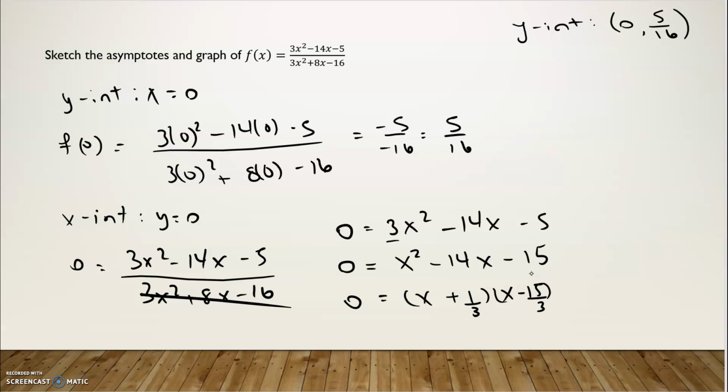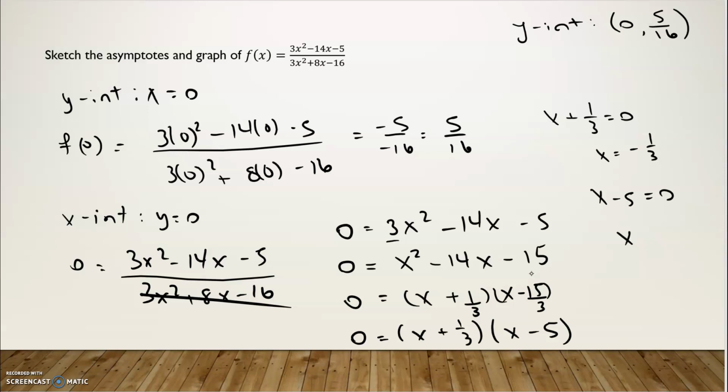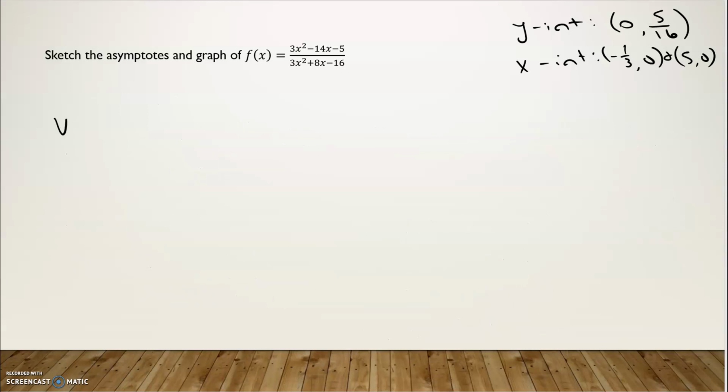Okay, so I have 0 is equal to x plus 1/3 and x minus 5. Okay, so x plus 1/3 equals 0, so x equals -1/3. X minus 5 equals 0, so x equals 5. So my x-intercepts are (-1/3, 0) and (5, 0). Okay, so let's find the vertical asymptote.